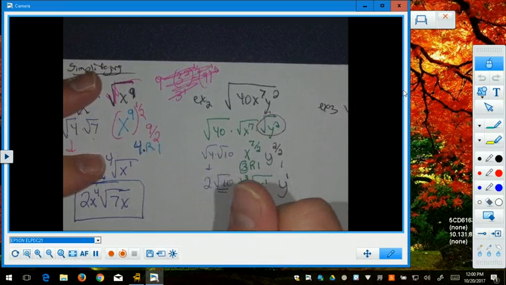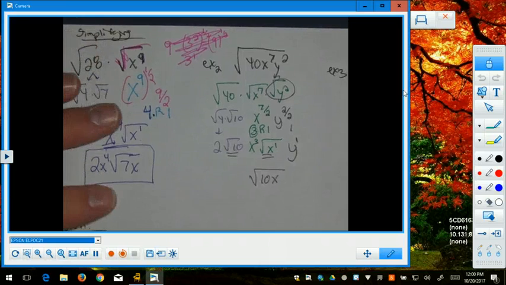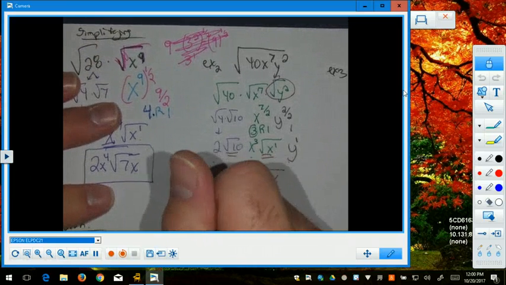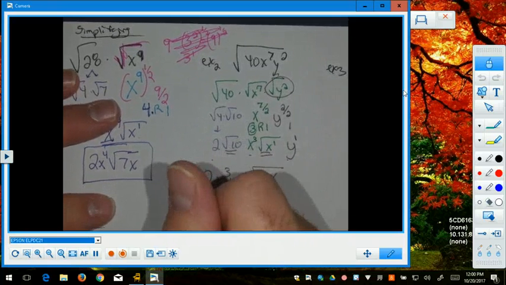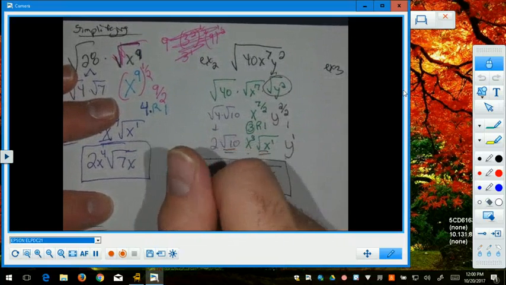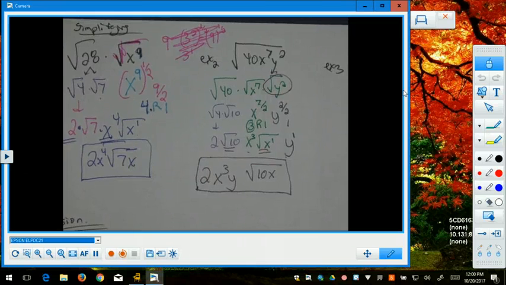Square root of 10 times square root of x is the square root of 10x, because 10 times x is 10x. The numbers outside of the radical come together. That'll be 2 times x cubed times y. I don't need to put the times sign. It's implied if there's no addition or subtraction signs between them.